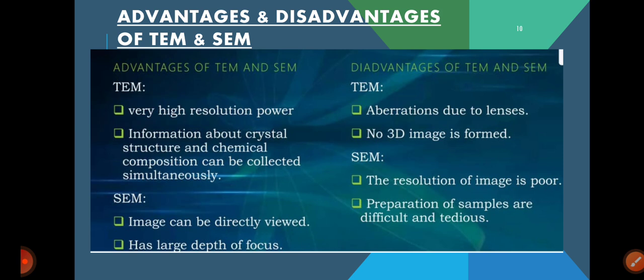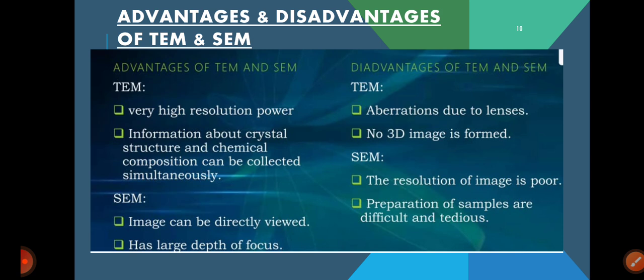And if I consider the advantages of the scanning electron microscope, the image can be directly viewed. Whatever specimen we have taken, we can view directly through that CRO. Next, it has a large depth of focus, as I told you. So the focusing in this scanning electron microscope is very good compared to TEM.